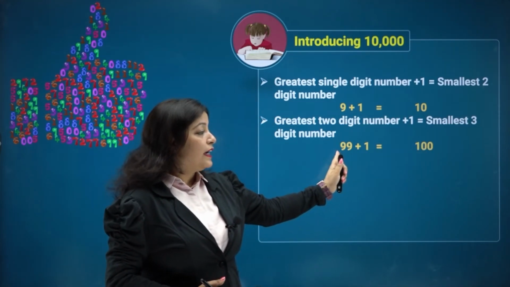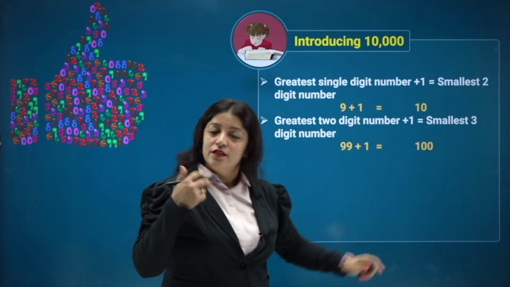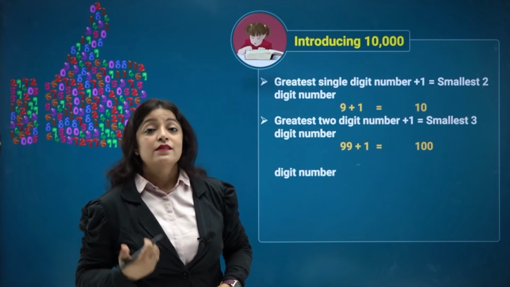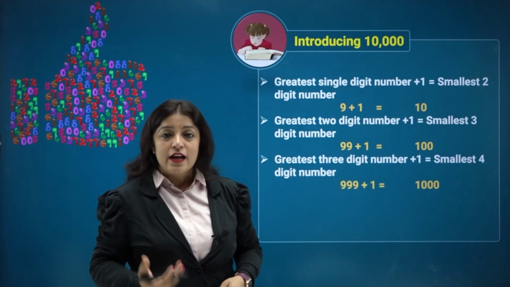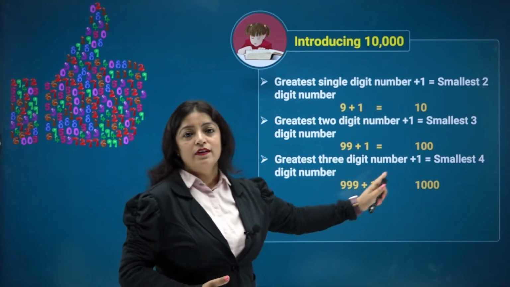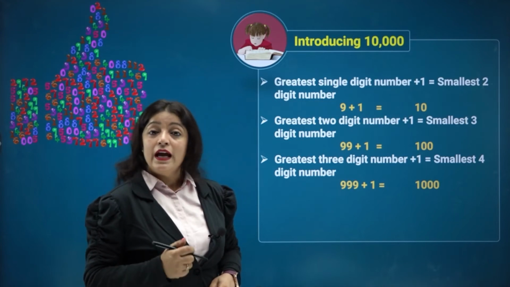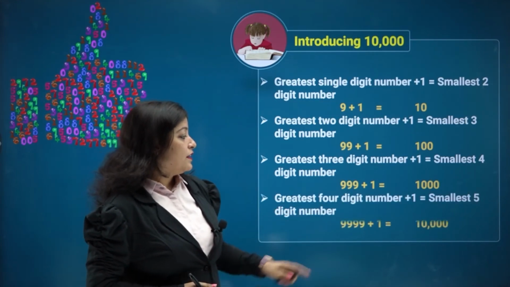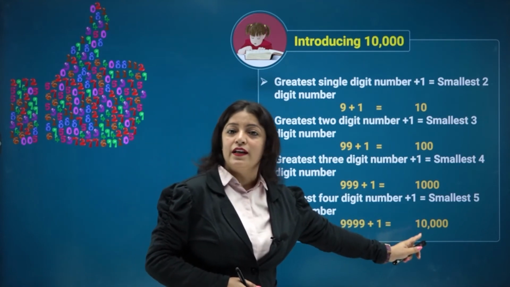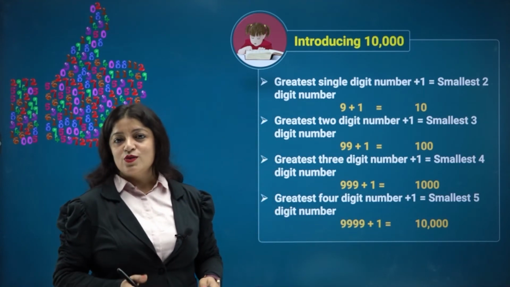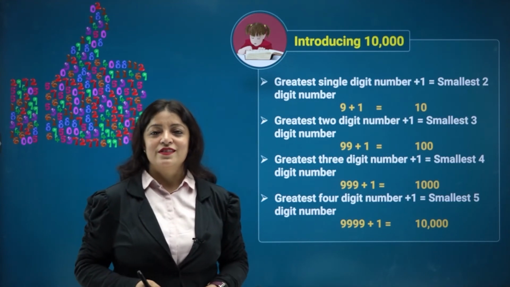So to a greatest two digit number, on adding 1, we get the smallest 3 digit number. And in the sequence, we can also see to the greatest 3 digit number, that is 999 plus 1, we get 1000, which is the smallest 4 digit number. And in the queue, again we noticed that to the greatest 4 digit number, if we add 1, we are getting 10,000. So in this way, we get an introduction to the number 10,000.